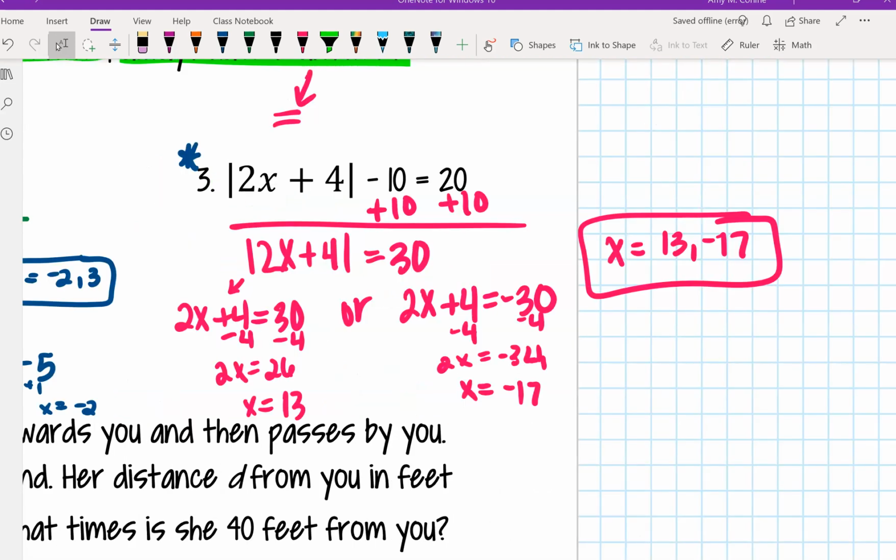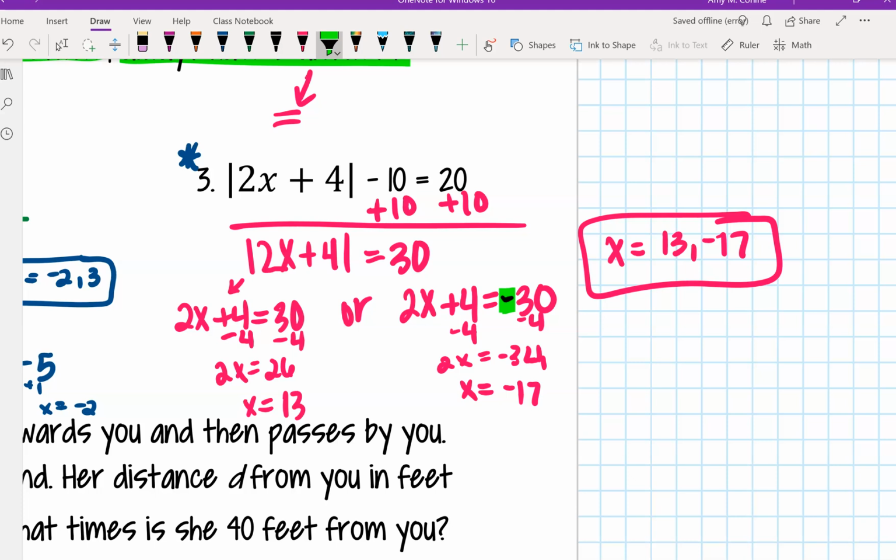All right, so when you're done with 3, you should end up with x equal to 13 or x equal to negative 17. So you're going to add the 10 over first, and then you'll separate into the two equations that you have, remembering that this 30 for the second one has to be negative. If you didn't make it negative, then you got the same answer twice.